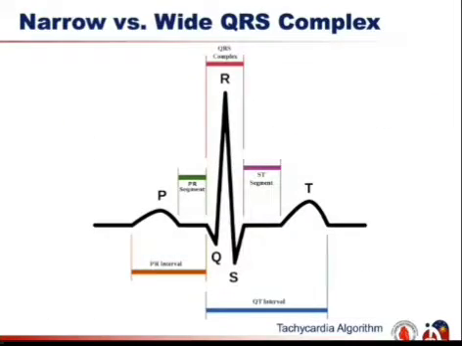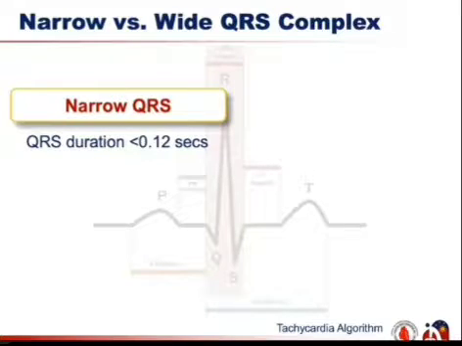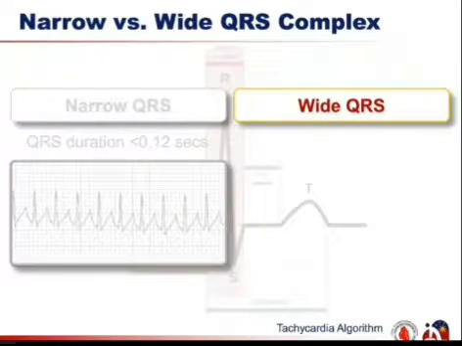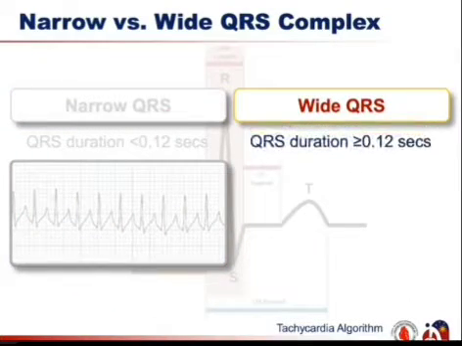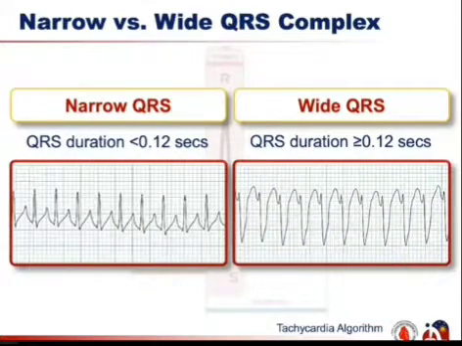To determine whether the tachycardia is a narrow or wide complex, quickly measure the QRS duration. QRS duration is measured from the start of the Q wave to the end of the S wave. A narrow QRS tachycardia has a QRS duration of less than 0.12 seconds. This is an example of an ECG strip with a narrow QRS tachycardia. On the other hand, a wide QRS tachycardia has a QRS duration of more than 0.12 seconds, as shown here in this strip. What you see right now is a head-to-head comparison of a normal versus a wide QRS tachycardia.